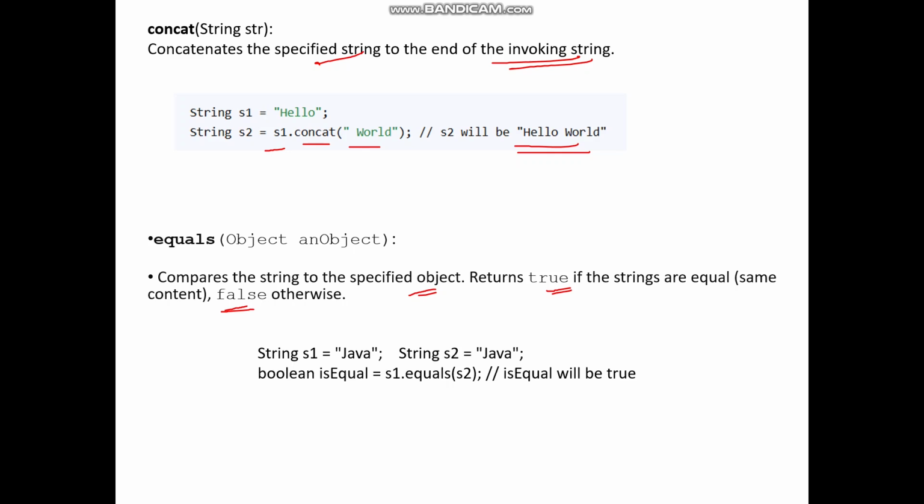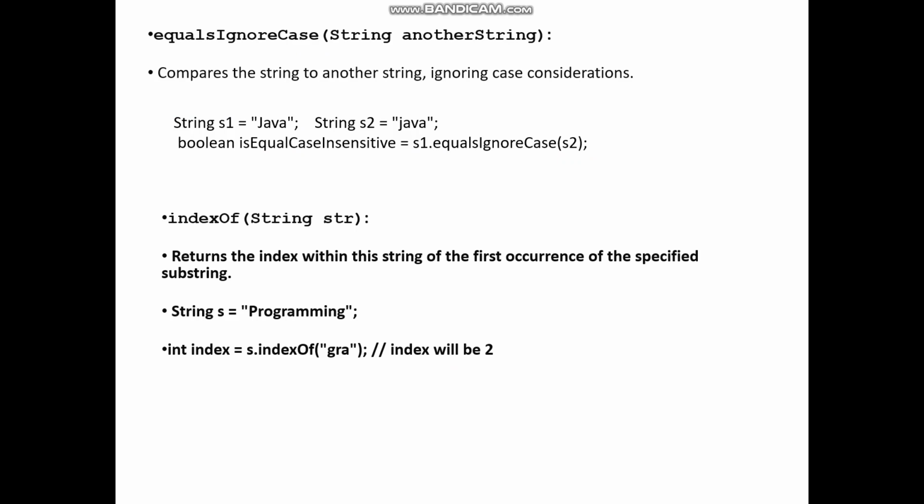Now see this one. String s1 equals Java. String s2 equals Java. The s1 data is Java, s2 data is Java. Boolean is equals s1 dot equals of s2. What is s1 data? Java. S2 data is Java. Both are the same, so the value will be true. Next, equalsIgnoreCase. Ignore case means it does not check whether it is uppercase or lowercase. It checks only the characters.